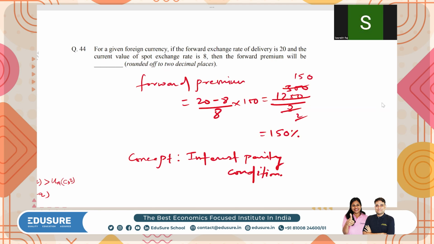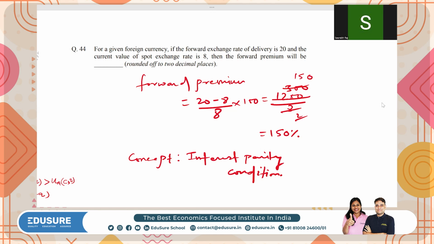This question is basically taken from the concept of interest parity condition. So there was a concept in, you can say, open economy macroeconomics part. So there we have this interest parity condition in which basically it tries to hedge the change in exchange rate. So our INR has a different trading rate, or you can say different exchange rate for different foreign currency.